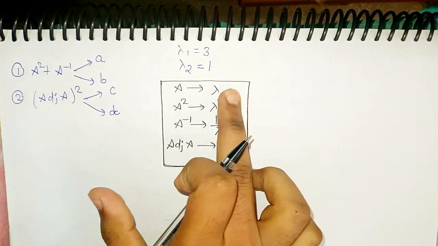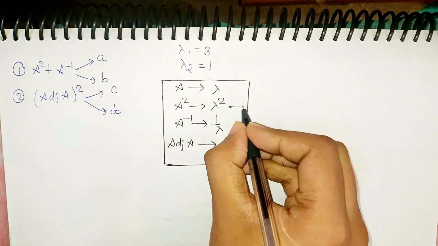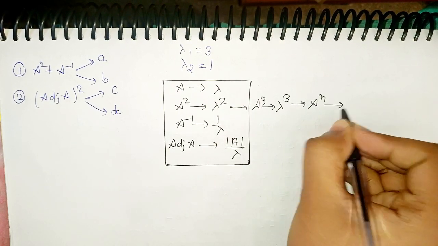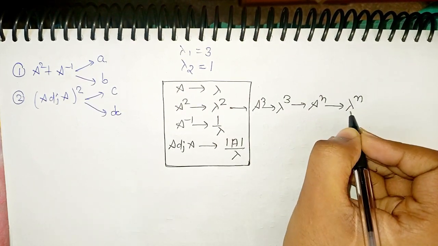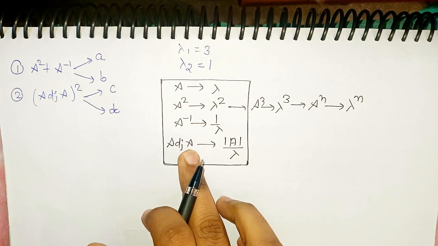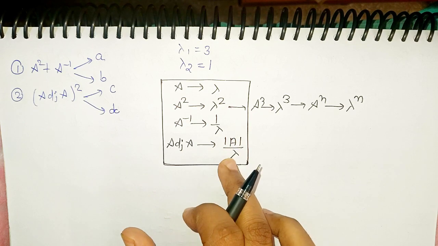ओके, A का lambda then A square का lambda square. अगर A cube है तो it will become lambda cube. In general A raised to power n का eigen value lambda raised to power n, where lambda is the eigen value of matrix A. A inverse is 1 upon lambda, and eigen value of adjoint of A is determinant of A divided by lambda.